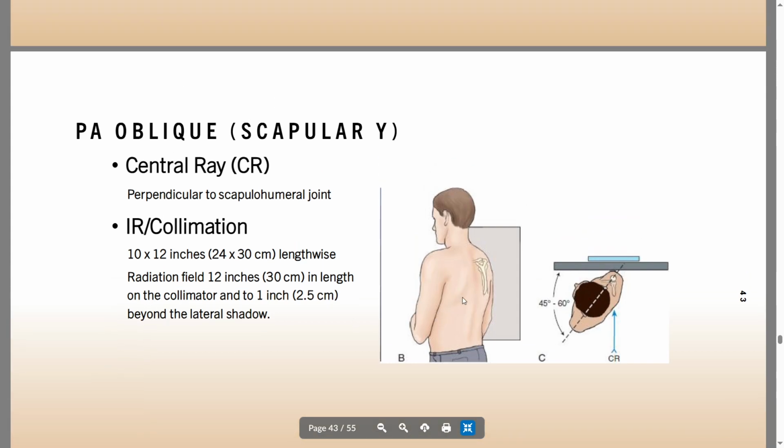Central ray should be going perpendicular to the glenohumeral joint. So if the patient's rotated enough, we're kind of shooting through the scapula into the joint line. So they're kind of lined up in that way. So you always want to make sure that in your light box, we're still getting that medial border of the scapula. So we'll palpate for that as well in that 10 by 12 box. And again, you'll set that 10 by 12 box and you won't touch it. Sometimes we can collimate a little tighter to patient anatomy.